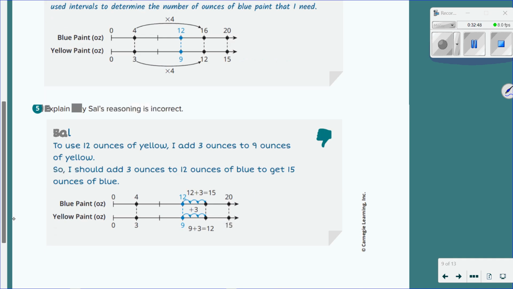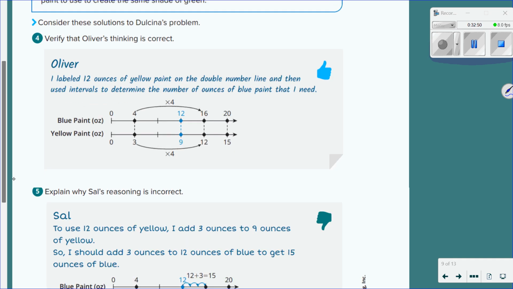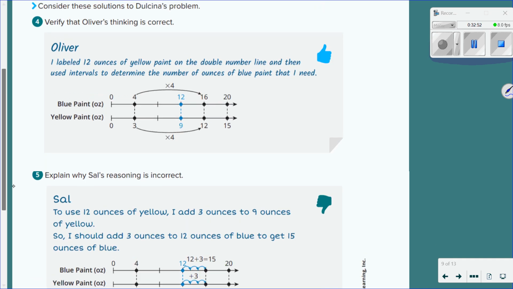So we have two different explanations. I want you guys to look at what they're saying, see if you can figure out what Sal is doing wrong, figure out why it's okay for Oliver to do what he did. We'll give you guys about 3 minutes. Good? Who is able to figure it out?